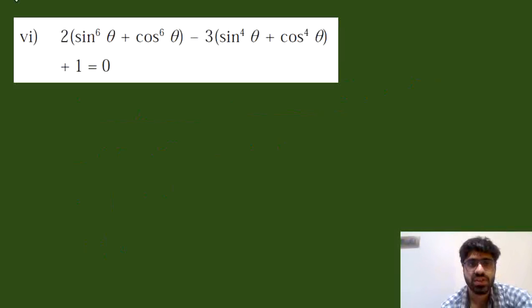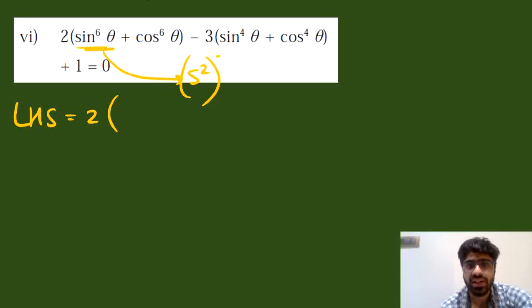Okay, let's go ahead with the sixth one. 2 times sine power 6 theta plus cos power 6 theta, minus 3 times sine power 4 theta plus cos power 4 theta, plus 1, and we need to prove that the entire expression's value would be 0. It's a simple one because all you need to do is on the left hand side, 2 times this is like a cube plus b cube, where your a and b are sine square theta and cos square theta. The sine power 6 theta is like sine square theta the whole cube.